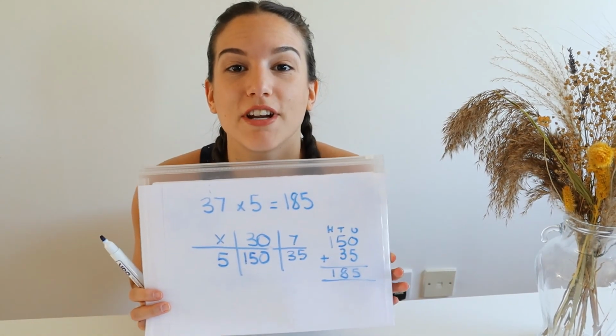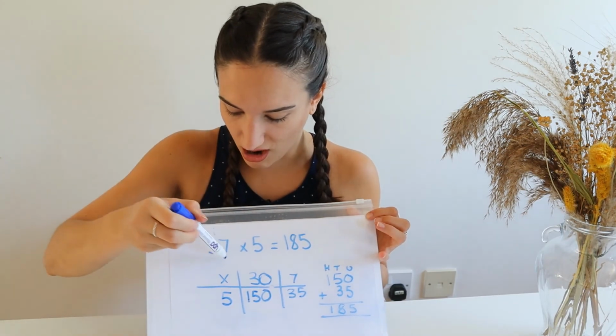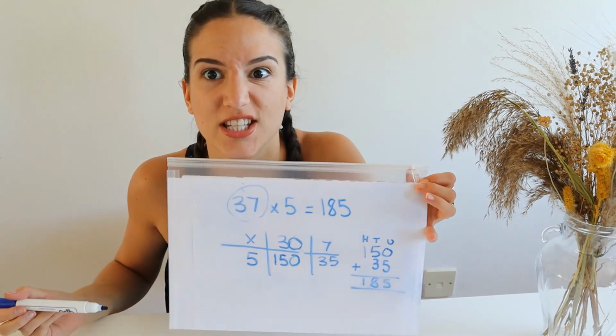Okay, so that's the grid method. When we have multiplications that are bigger, like 37, I couldn't do 37. We do the grid method and you get your answer really easy. Okay?